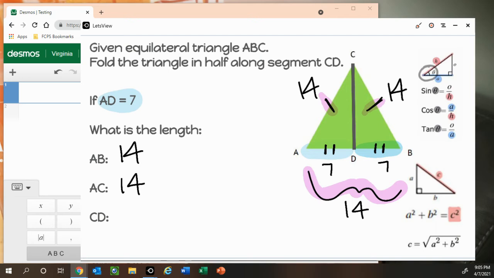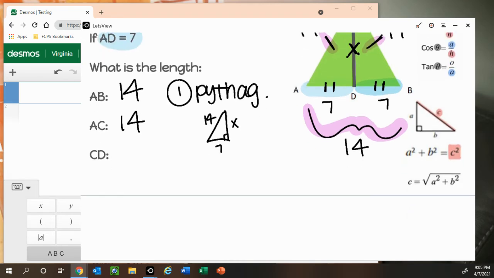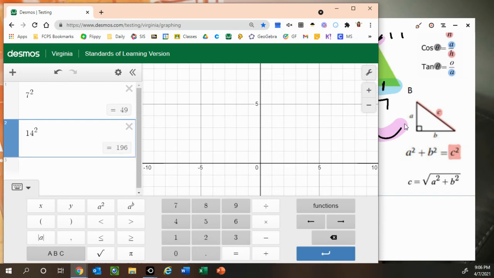CD, okay? Two ways that we could do this, right? CD right here in the middle, I'm going to label it as x. First way we could do it, good old Pythag. Love the Pythagorean theorem. Love me some old Greek math, right? We have 7, x, 14. Okay, we know that 7 squared plus x squared equals 14 squared. Please do this in Desmos. 7 squared is 49. 14 squared is 196.